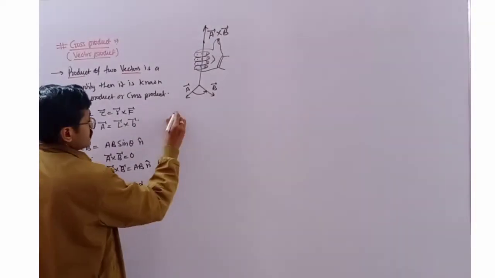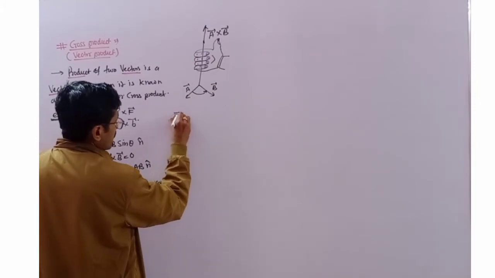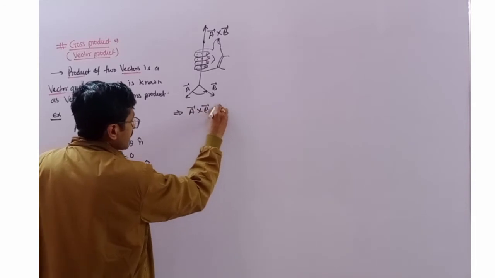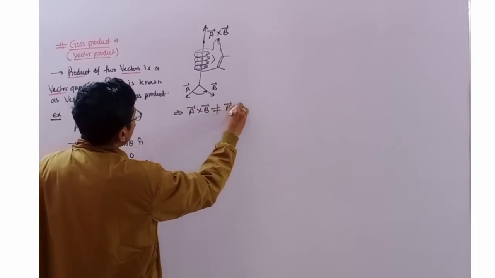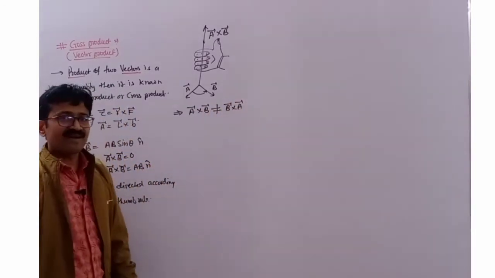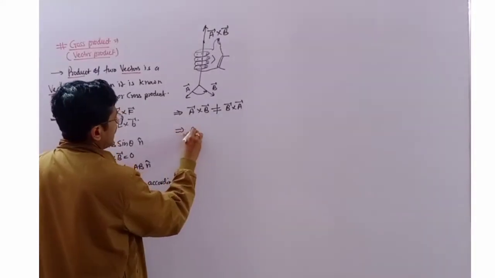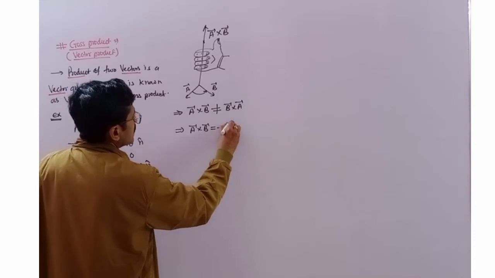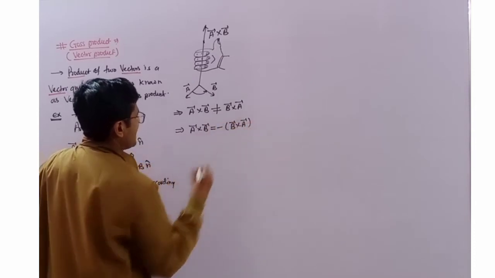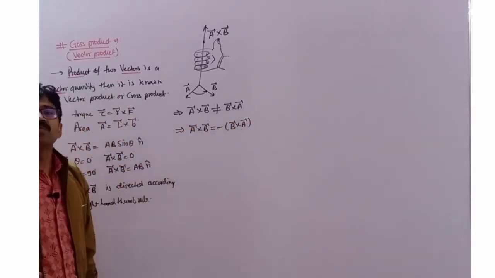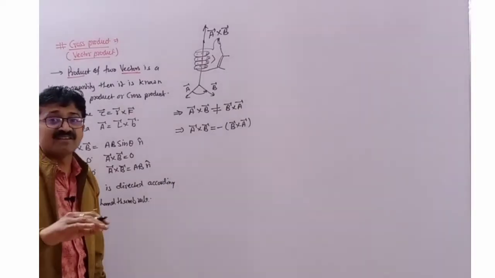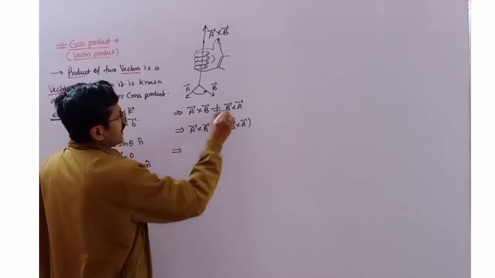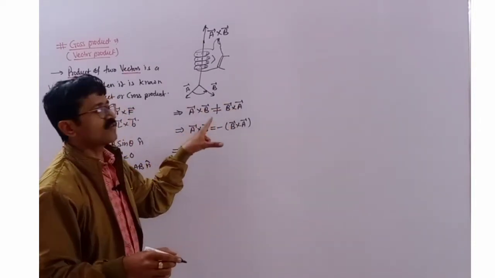Now, the important point is that A cross B is never equal to B cross A. Then what about their relation? The relation will be like this: A cross B is equal to minus B cross A. It is just reverse. It is against, not along that. That means the commutative law is not followed here.